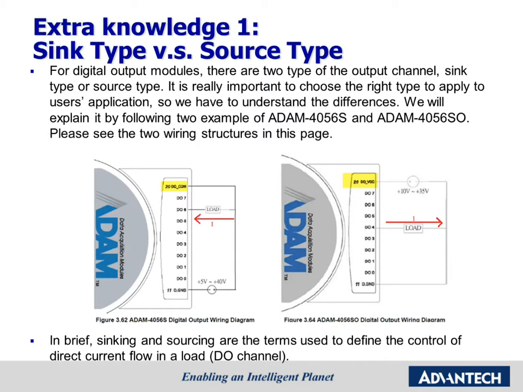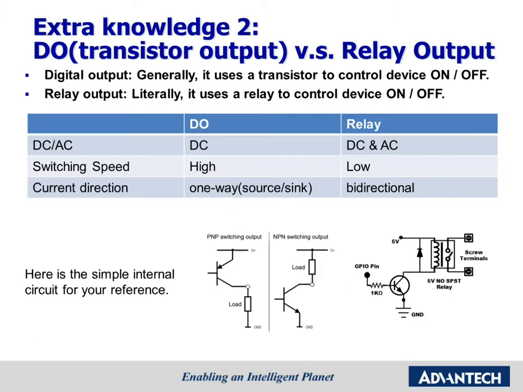This slide offers additional information about sink type and source type for ADAM DO module. In brief, sinking and sourcing are the terms used to define the control of direct current flow in a load. Another additional information is about the DO channels and relay output channels of ADAM modules. What is the difference between digital output and relay output? This is a common problem for a beginner in this field.